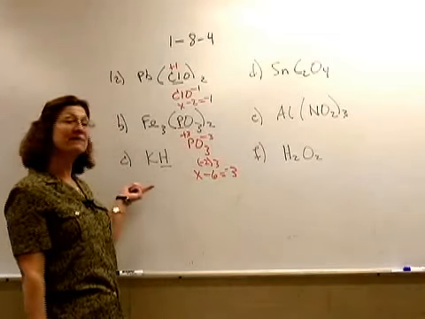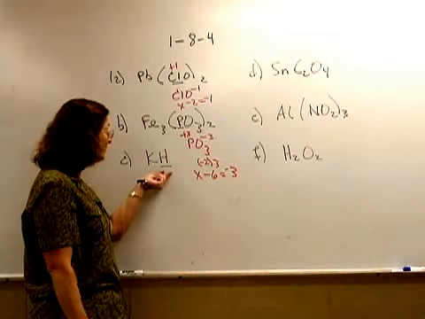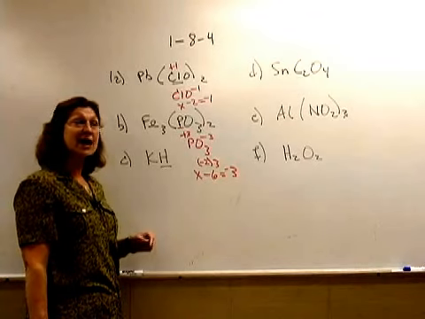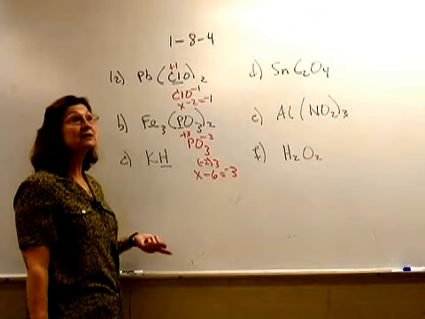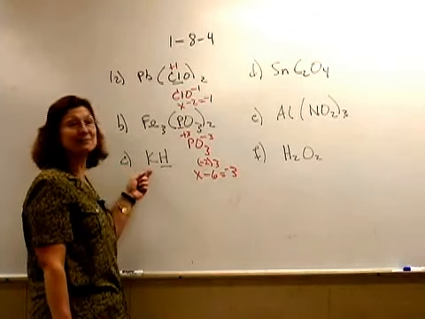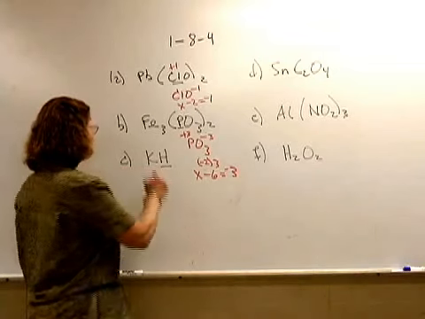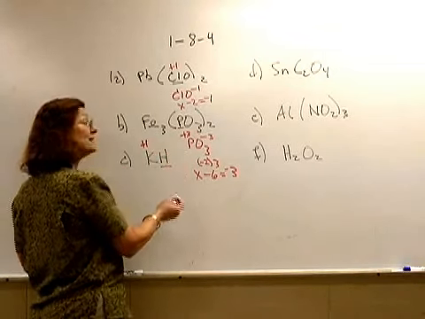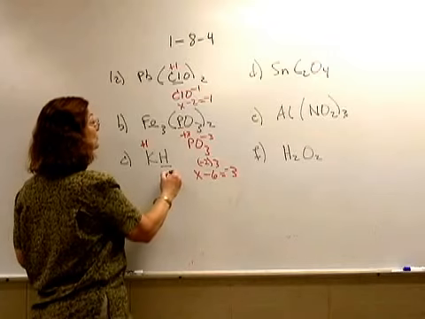Now in C, we have a very unique situation where hydrogen is in the negative position. Well, hydrogen can change. It's a nonmetal, but potassium never changes. Potassium is +1, therefore in this case, hydrogen must be -1.